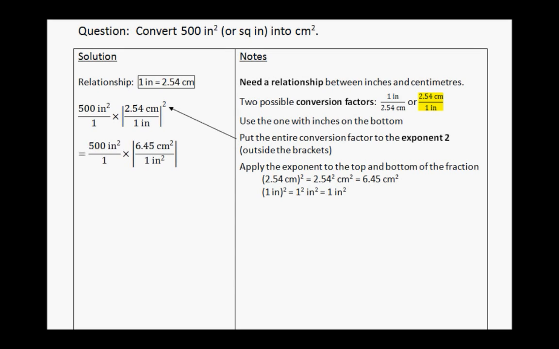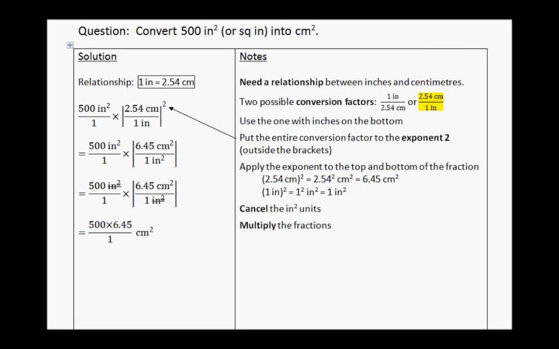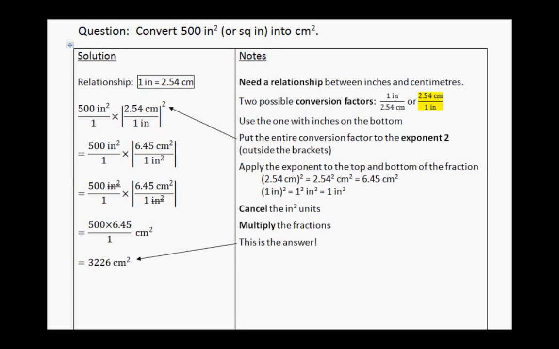So now you can see with these two fractions that inches squared will cancel. And all we have left to do is multiply the fractions together. 500 times 6.45 over 1 is equal to 3,226. And the only unit that hasn't been canceled is centimeters squared, so that's the answer. So I'll just write my final statement stating that 500 inches squared is the same as 3,226 centimeters squared.